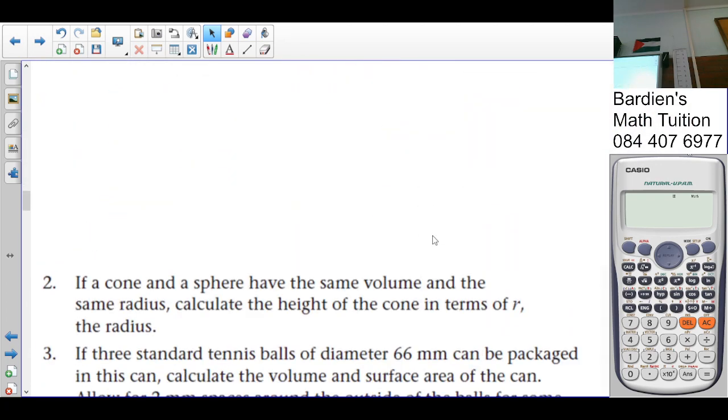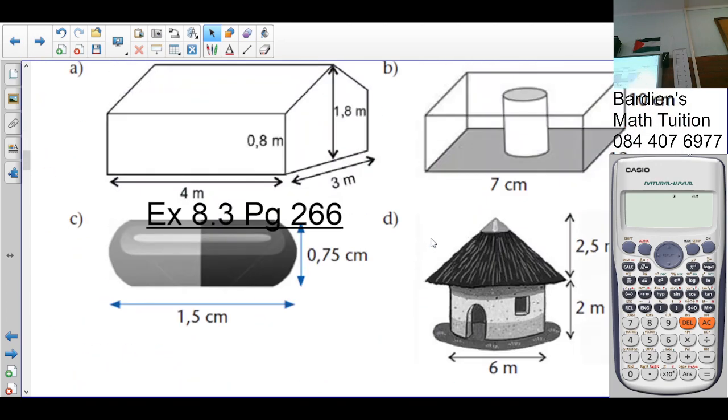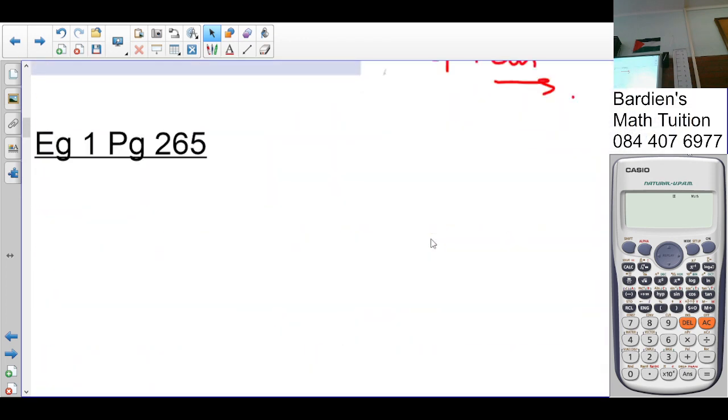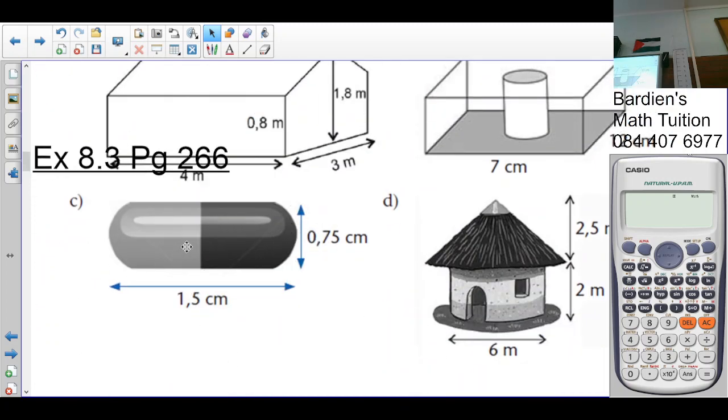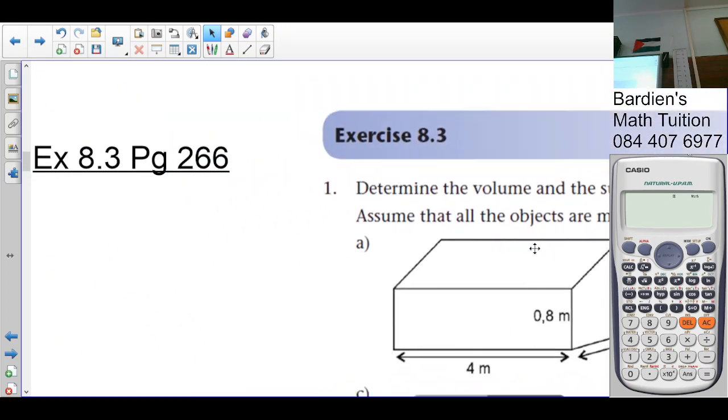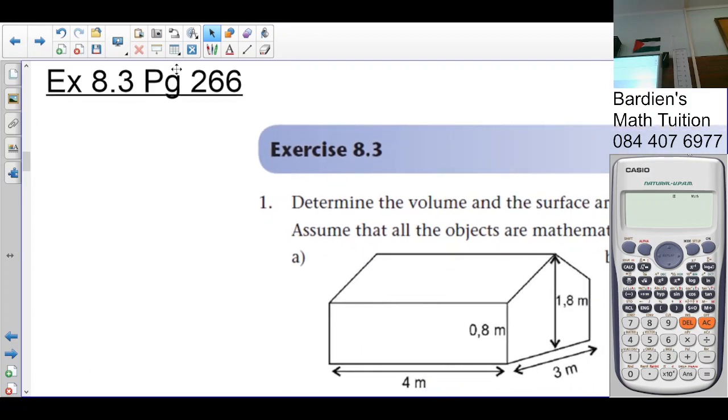Don't forget you're writing on the 1st of November, no? On these two topics, which is your volume, your measurement and analytical geometry.